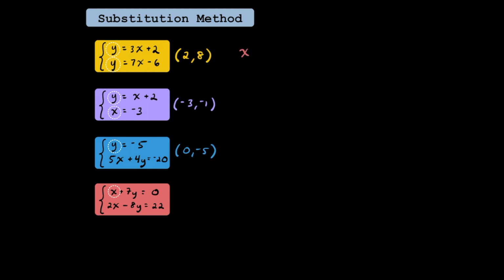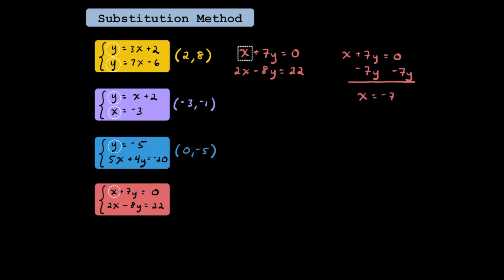In this next one, we have x plus 7y is equal to 0, and we have 2x minus 8y is equal to 22. While none of the variables are isolated from the start, isolating this x can be done easily. I'm just going to rewrite this top equation on the side so that we can solve for x. To get x alone, I'm going to subtract 7y from the left side and subtract 7y from the right side. In doing so, we're going to get that x is equal to negative 7y.